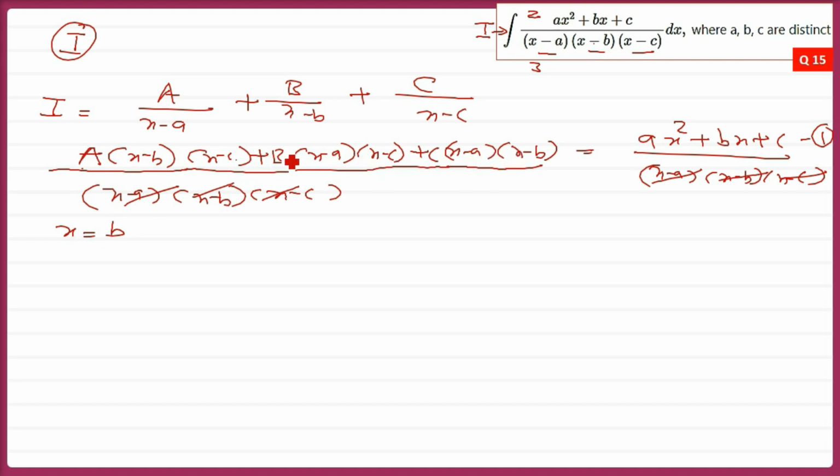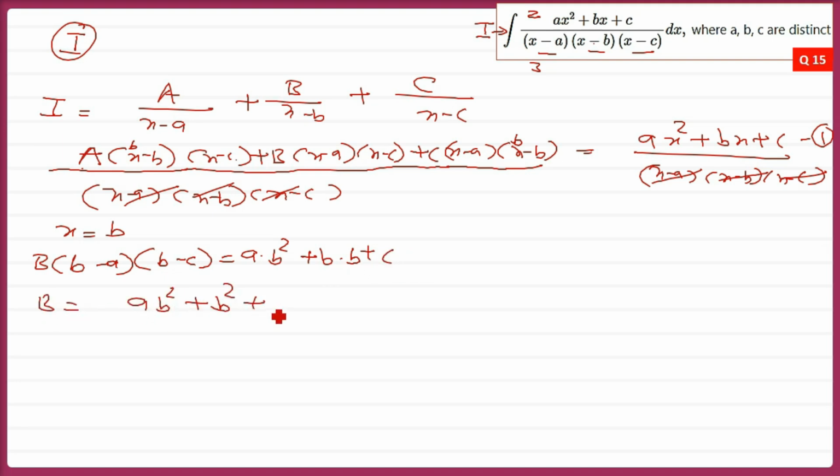Only the middle term will remain, and this b has to be on both the sides. You have to replace it on both the sides. So when we place x equals b, the first and the third term, I'm not writing because they will eventually be 0, and in the middle one, x minus a is b minus a and x minus c is b minus c. This becomes equal to a b square plus b into b plus c. So b became, from this equation, ab square plus b square plus c divided by 2 factors, which is b minus a into b minus c.